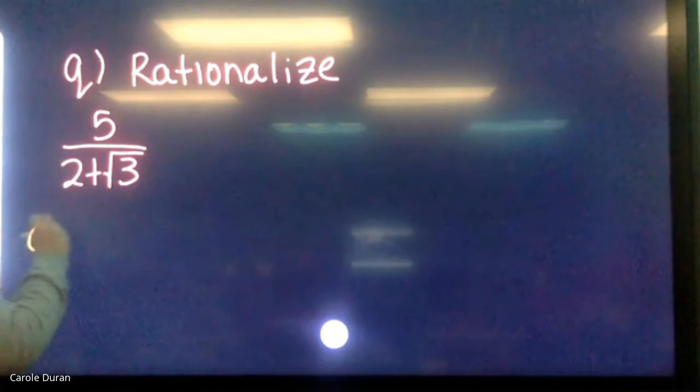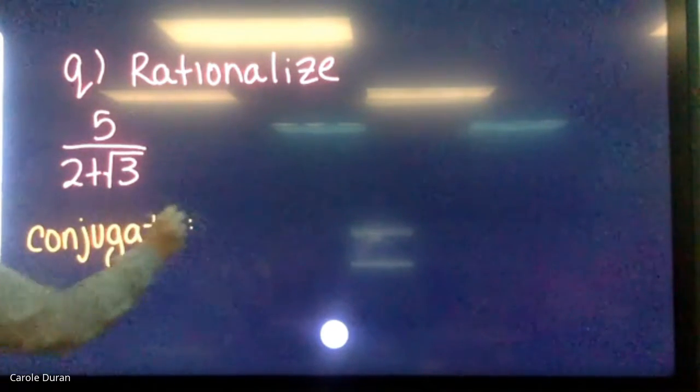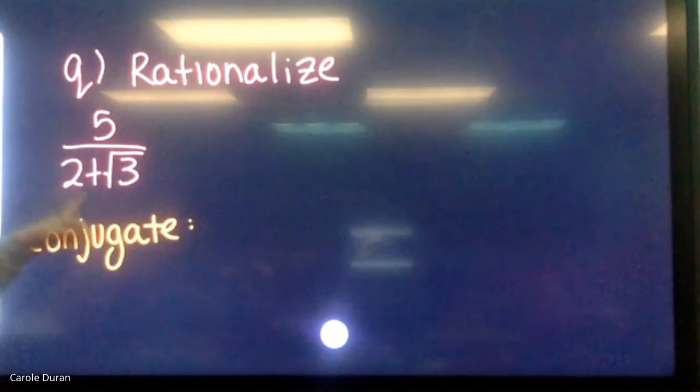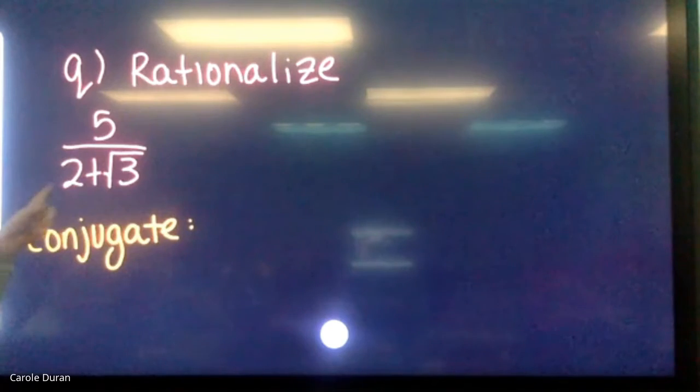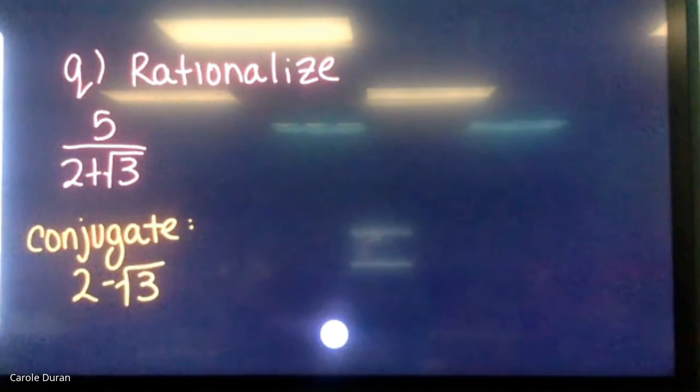You do the opposite. What do you mean by the opposite? Like, make it 2 minus this one. We change the sign on the radical here, just like we changed the sign on the imaginary number. So this one stays the same, but this one flips sign. So the conjugate of 2 plus root 3 is 2 minus root 3. So that's what I'm going to multiply into both the numerator and the denominator of this fraction.